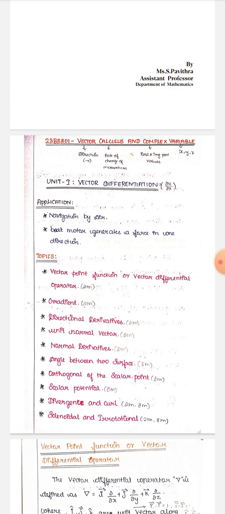Under this topic we are going to discuss the first unit, vector differentiation. In this unit, only partial differential equations occur. It is denoted by dou u by dou x. The application of vector differentiation is navigation by air, and second, water generators as a force in one direction. So under this topic we will discuss one by one.